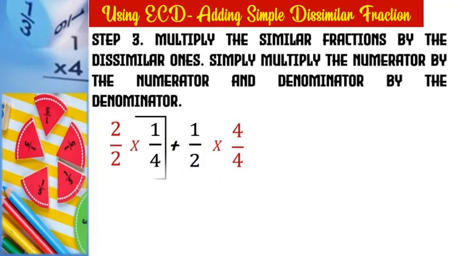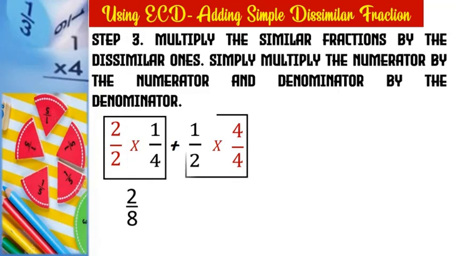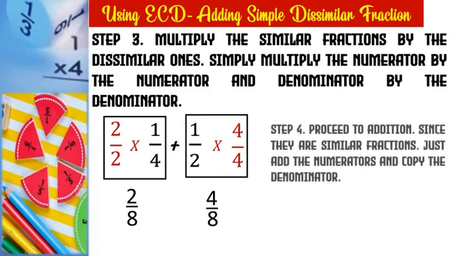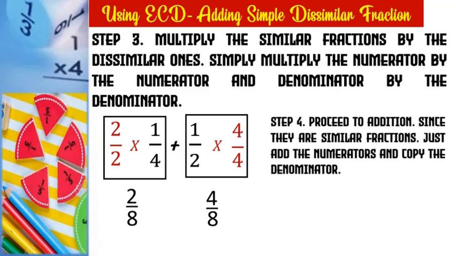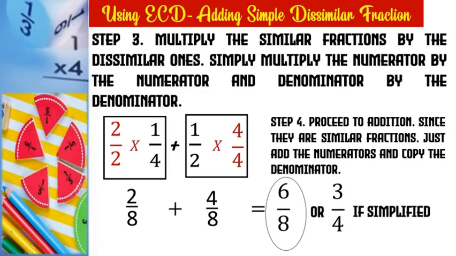Simply multiply the numerator by the numerator and denominator by the denominator. 2 times 1 becomes 2, 2 times 4 becomes 8, and 1 times 4 becomes 4. Step 4, proceed to addition. Since they are similar fractions, just add numerators and copy the denominator. So 2 plus 4, it becomes 6, and copy the denominator 8. Or it becomes 3/4 if simplified.